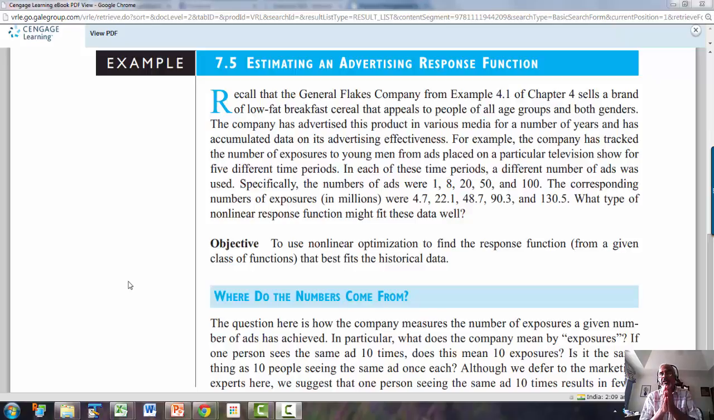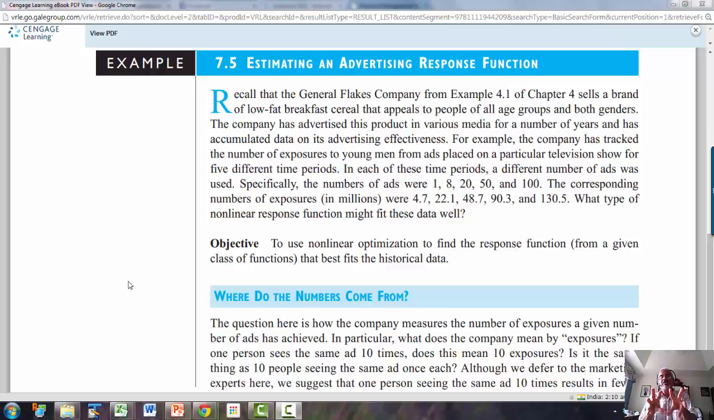Now we're going to look at the exposure units being generated as a nonlinear function. So if you use a particular demographic group and run X number of advertisements, how many exposures will you get? In the previous case we assumed it was linear. So now what if it is nonlinear? Because the more you advertise, the effective exposure units you will get will taper off. So what is the effective exposure we will have?